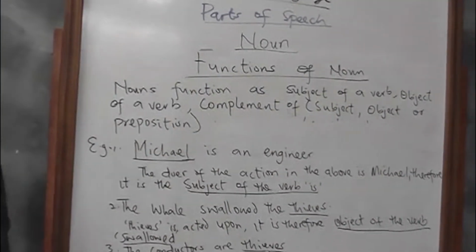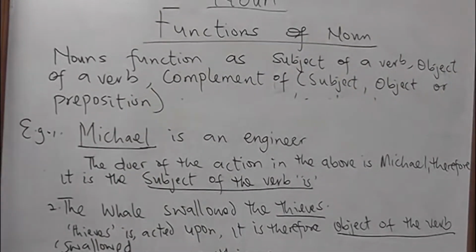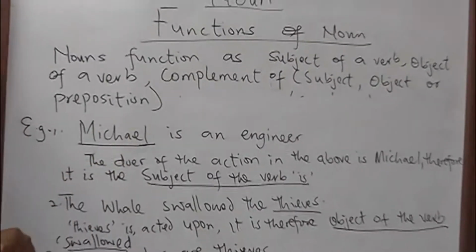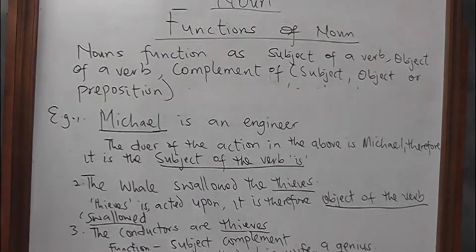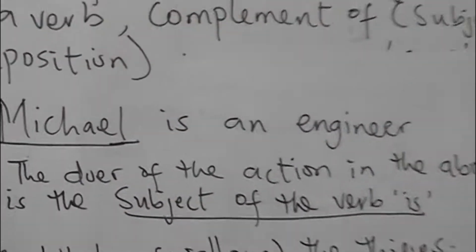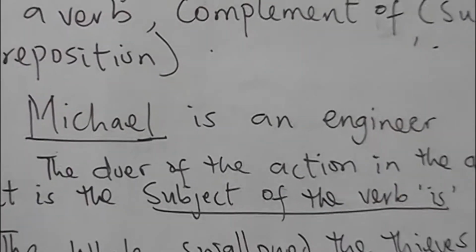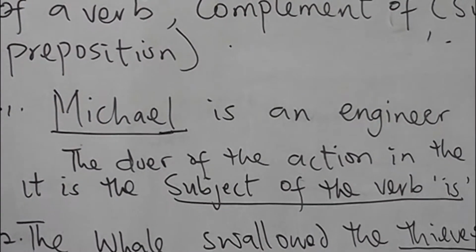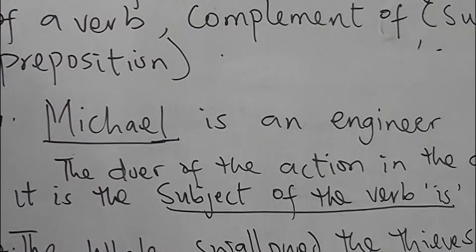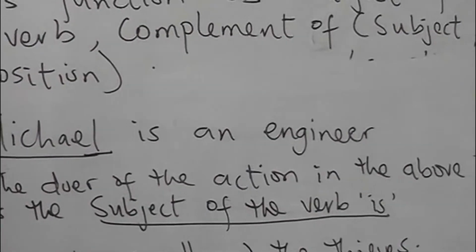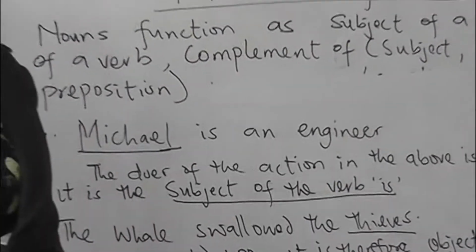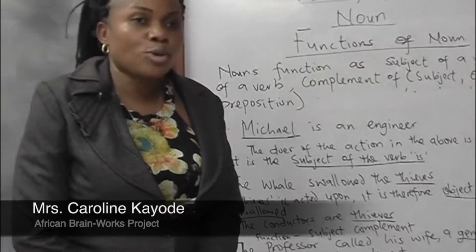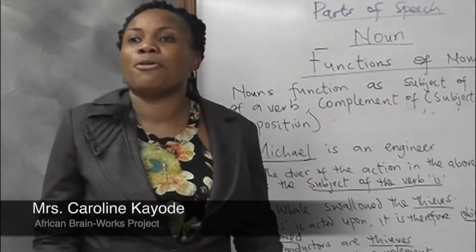So let's consider this example to illustrate the function of nouns. The first example I have here is Michael is an engineer. Who are we talking about here? Michael. They ask you, give me the function. The function will be subject of the verb is. Know now that before you can decide on the function of a noun, you have to be able to identify the verb.